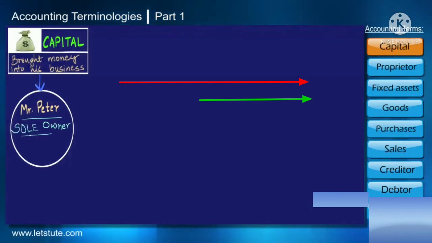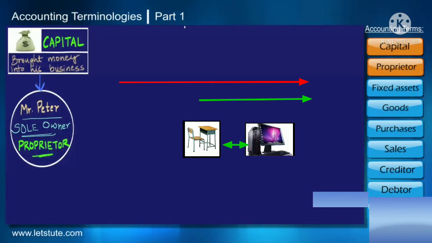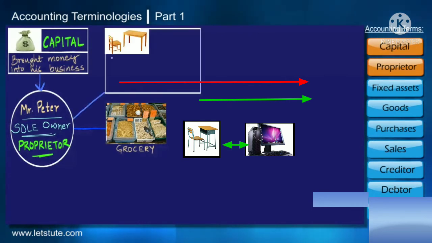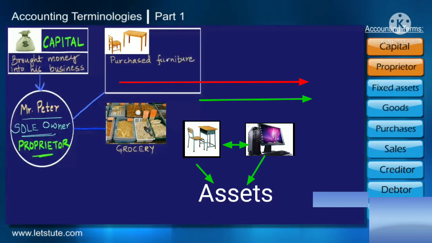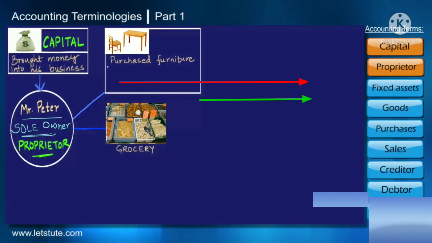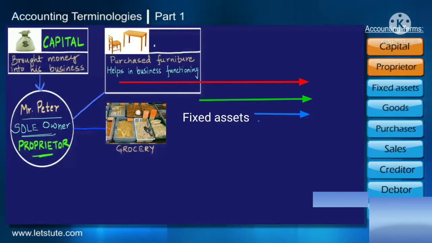In this month of June, Paris went to a furniture mart and purchased a chair, table, and computer for his store for rupees 5,000. The chair, table, and computer will help him in the smooth functioning of his business. Such things are known as assets. Since this is an asset which will be used for a long time in the business and is not meant for sale, it is called a fixed asset. Hope you understood.